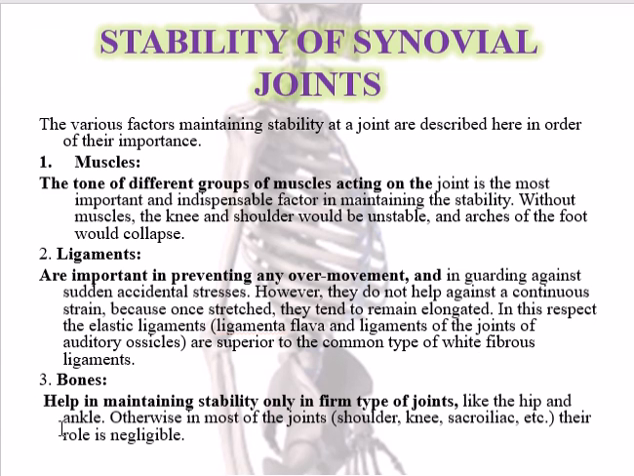The bones basically help in maintaining stability only in firm types of joints, like the hip and the ankle. Otherwise, in most joints like the shoulder, knee, and sacroiliac, their role is negligible.